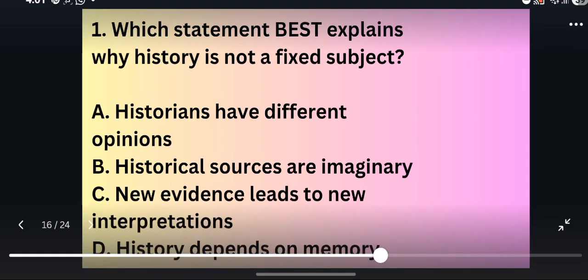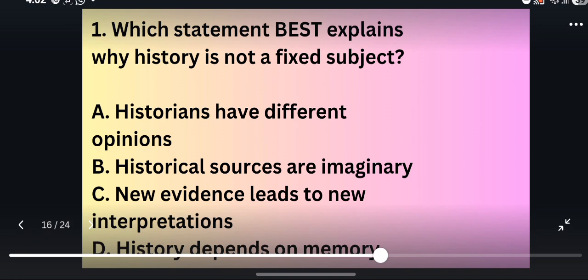Now let us discuss some questions related to the topic. Which statement best explains why history is not a fixed subject? Option A, historians have different opinions. B, historical sources are imaginary. C, new evidence leads to new interpretations. D, history depends on memory.